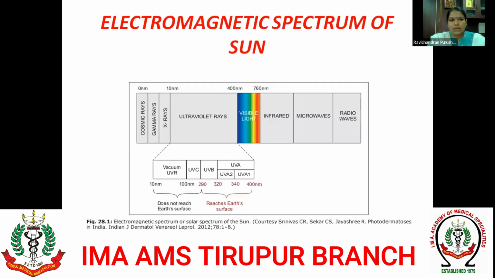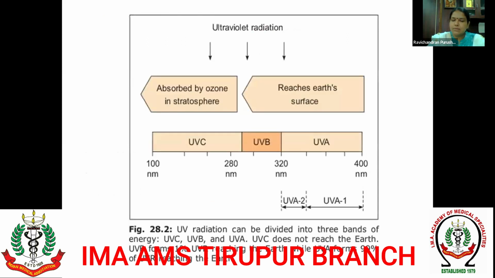First, the electromagnetic spectrum. The wavelength of the visible spectrum, as we all know, is around 400 to 760 nanometers. Below it is the ultraviolet radiation band, divided into A, B, and C, spanning 290 to 400. UVB and UVA are included, while UVC is absorbed by the ozone layer. Only a part of UVB reaches the Earth's surface: 99% of UVA and only 1% of UVB.